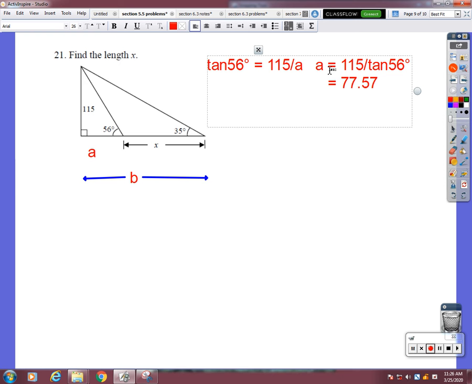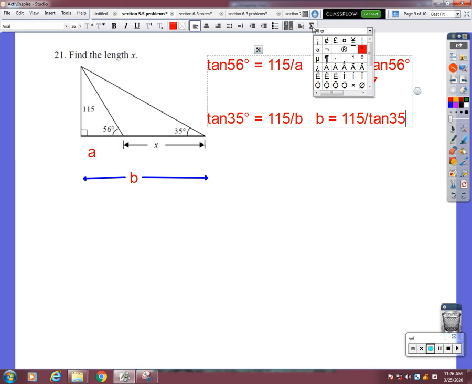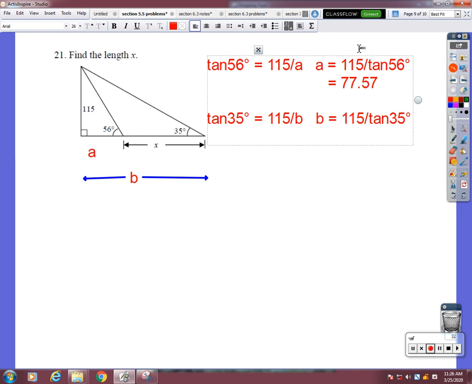Okay, now we're going to do this whole big triangle right here. So once again, the tangent of 35 degrees is equal to the opposite side, 115 divided by b. Since we're dividing by the variable, I have to divide by the tangent again. This time it's 35 degrees instead of 56 degrees, so that's going to make the length considerably longer. So b is equal to 115 divided by tangent of 35, which is 164.24.